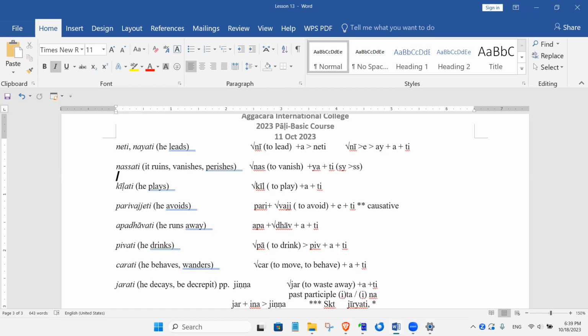Okay. So kilati: he plays. Ki plus a plus t, very easy. Kilati. Pariwajeti: prefix pari plus vaj plus a plus t. Very simple. So next one, apadhavati: apa plus dhav plus a and ti. So he runs. Dhavati, he runs. So apa is away, so he runs away.